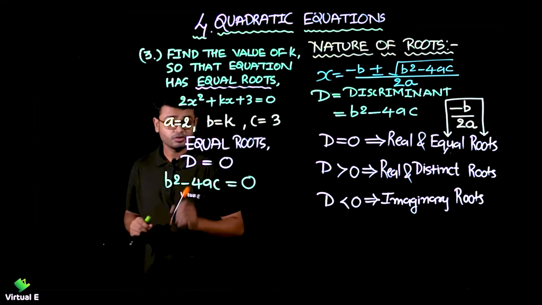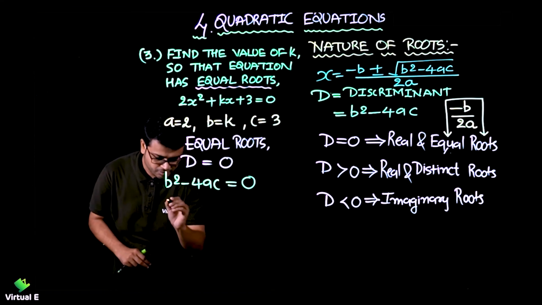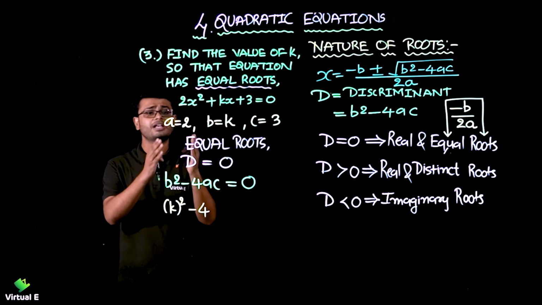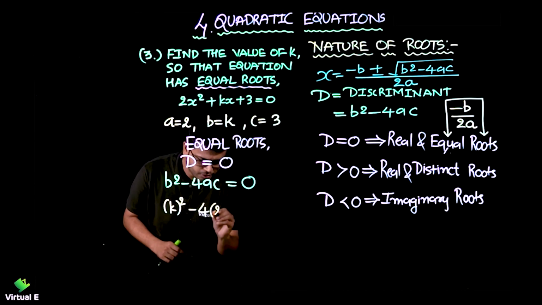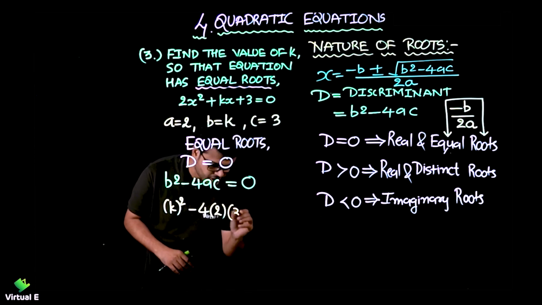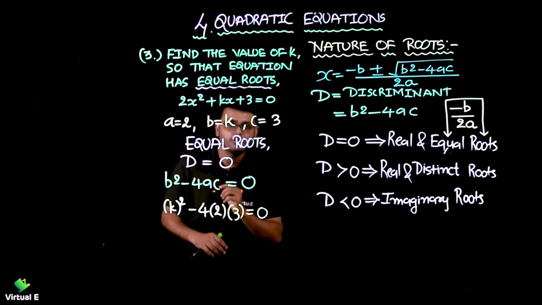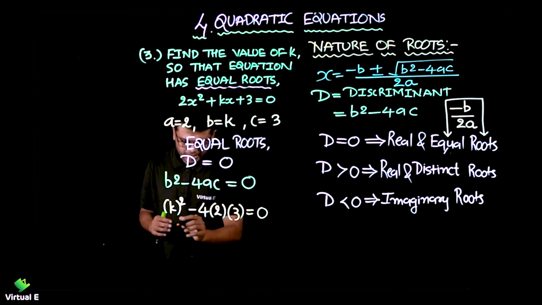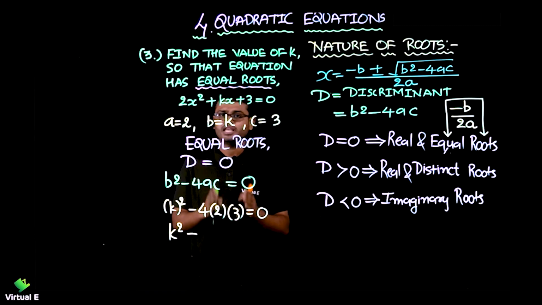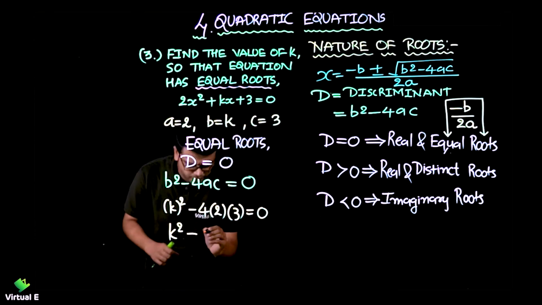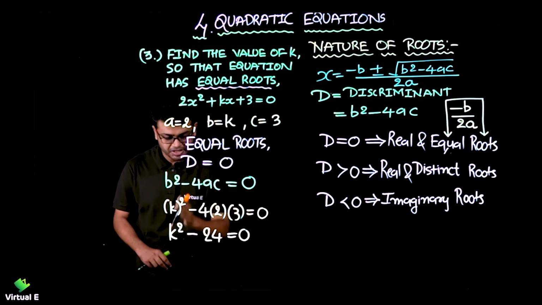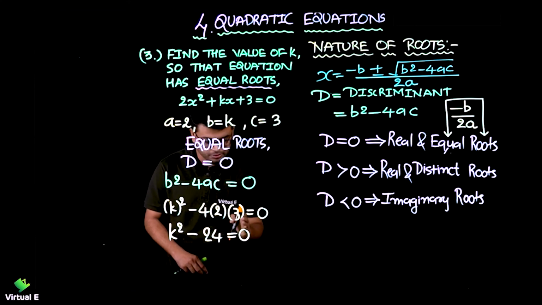Now let's substitute the values of A, B and C. Value of B is k, so this is k whole square minus 4, the value of A is 2, and the value of C is 3, is equal to 0. Here it is k square minus 4, 2 eights are 8, 8 threes are 24. So 24 is equal to 0. The equation is k square minus 24 is equal to 0.